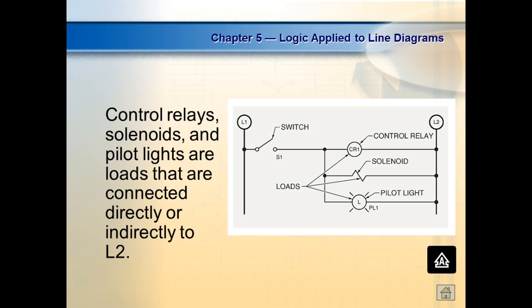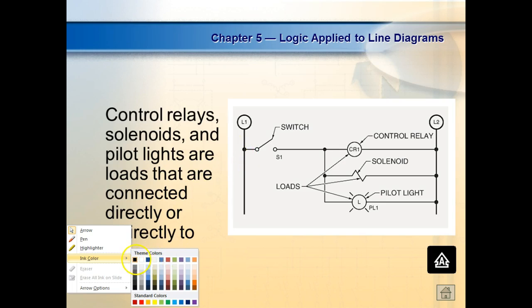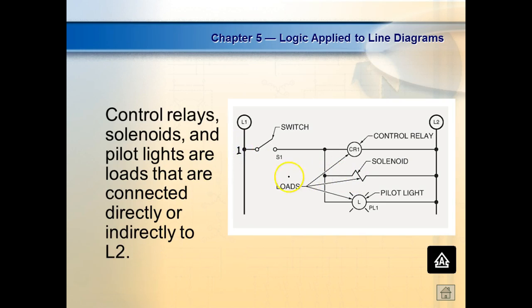So how many lines would be in this rung? 3. This would be line what? This would be line 1. This would be line 2. This right here would be line 3. So line numbers go on the left-hand side of L1. Everybody okay with that? 1 load per line, right? Multiple loads per rung, but the loads have to be connected in parallel.